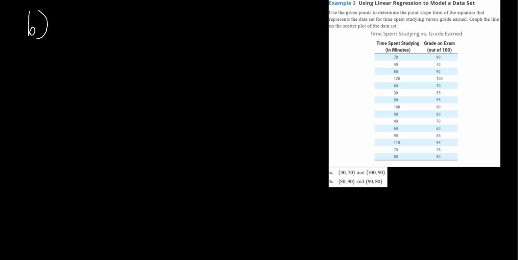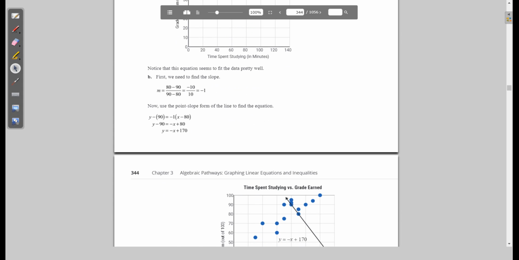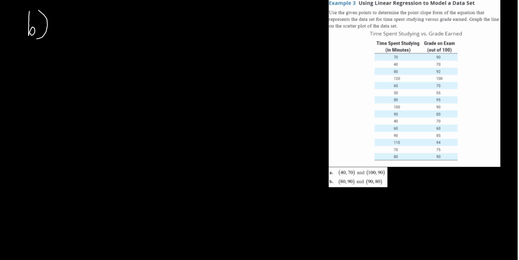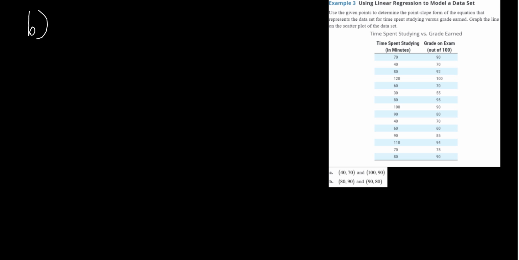Let's see what the textbook is using, and we'll do the opposite. So the textbook does 90 and 80 for the point slope form. Okay, they're both 80 and 90. So the textbook uses this one, so I'm going to use the other one. Just wanted to denote that so I can make sure I don't do that. Anyways, let's go ahead and get the slope.